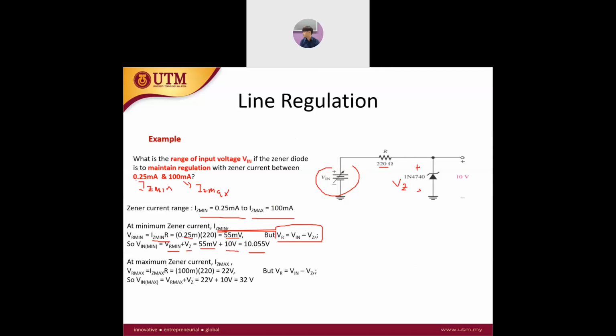At maximum Zener current, let's say now we have IZ max. So we calculate accordingly for this VR max. IZ max times R, you will get this VR max is 22 volts. Then again, using KVL, we know this is the condition. Then for the V in maximum, with the IZ maximum, VR maximum plus VZ, 22 volts plus 10 volts, so we're going to have 32 volts. So this is the V in maximum we can have in order for the Zener diode to maintain regulation, to be consistent.